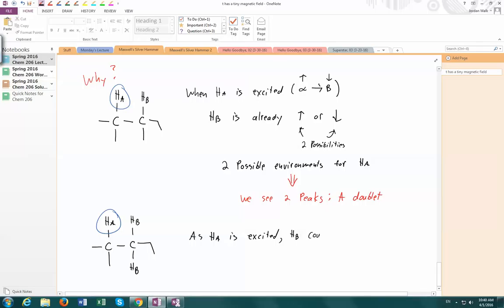So we'd say that HB could be, let's see, what are the possibilities? They could both be spin up.